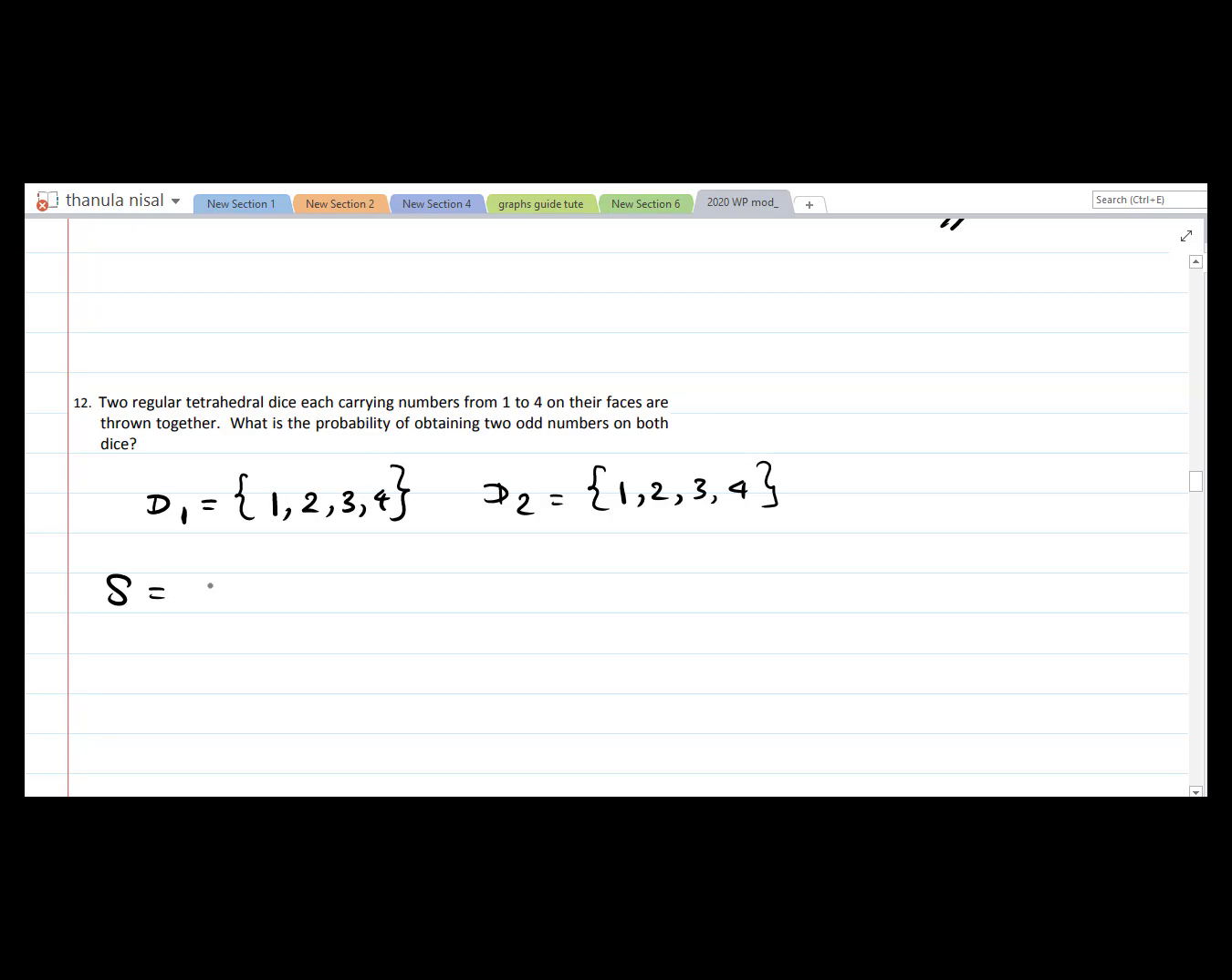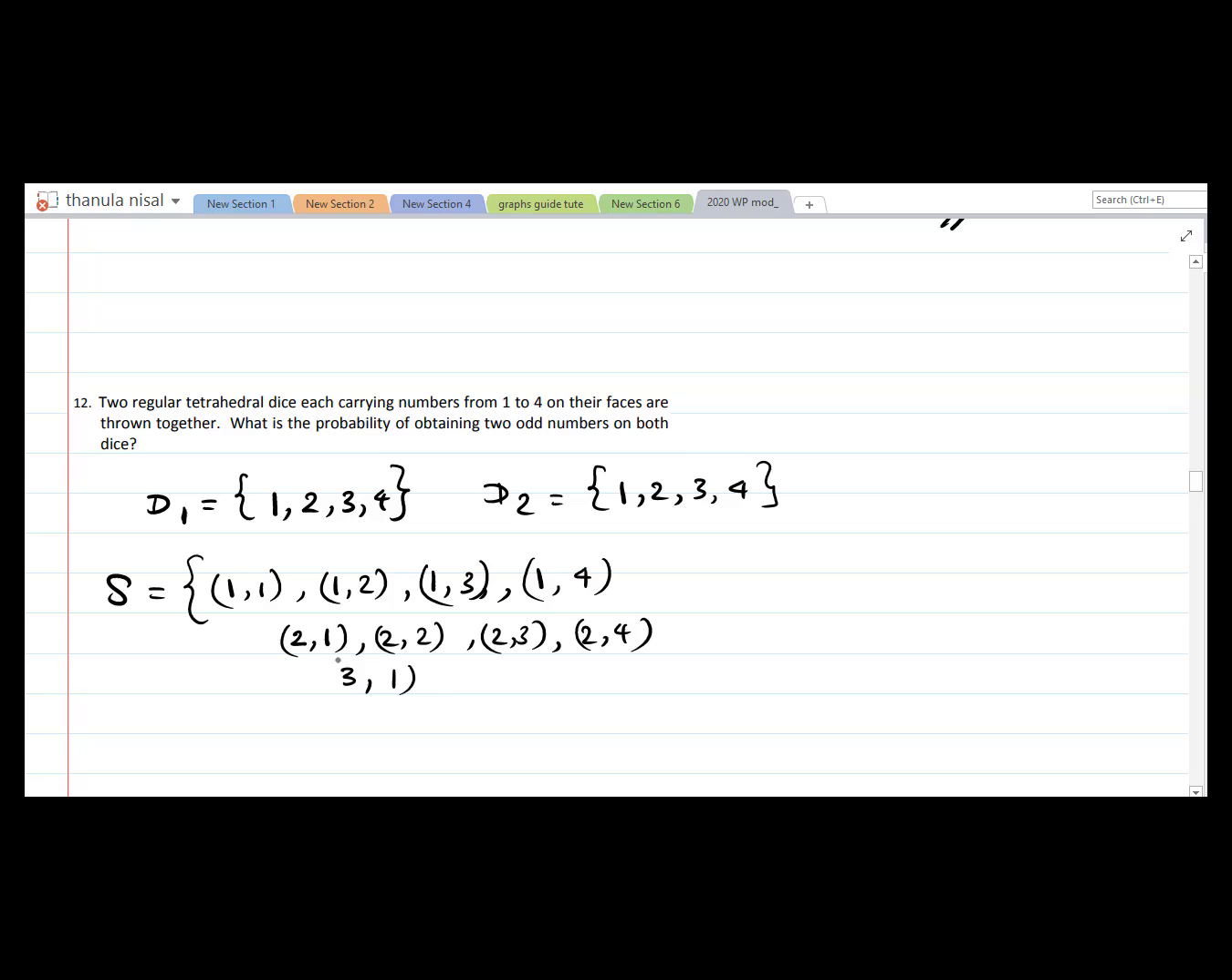Okay, let's write the sample space. We can have 1, 1 as a coordinate, 1, 2 as a coordinate, 1, 3 as a coordinate, 1, 4 as a coordinate. Same way, 2, 1 as a coordinate, 2, 2 as a coordinate, 2, 3 as a coordinate, 2, 4 as a coordinate.